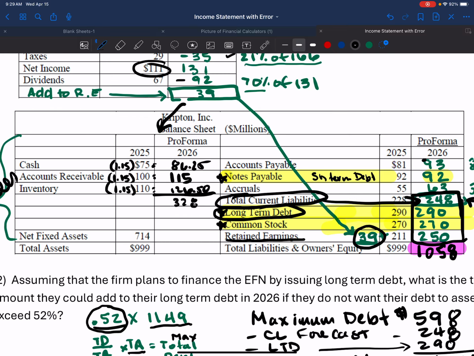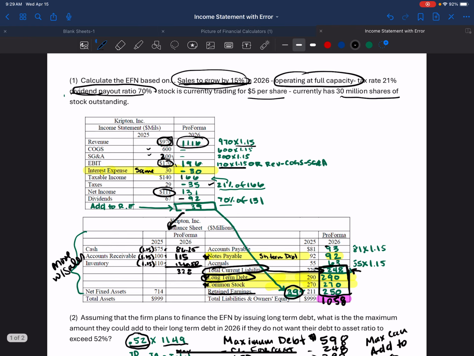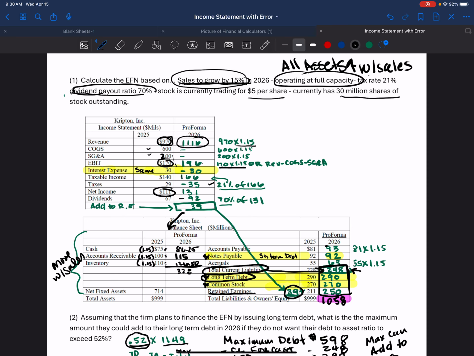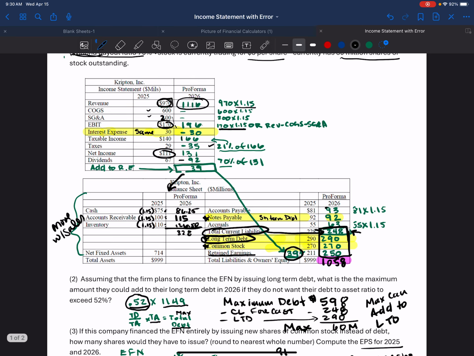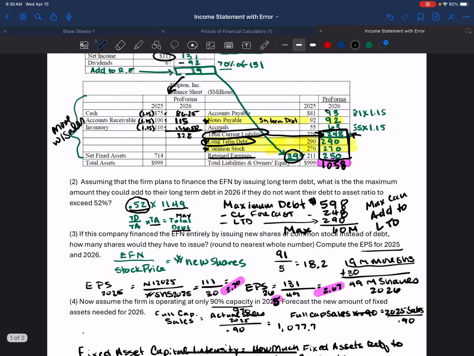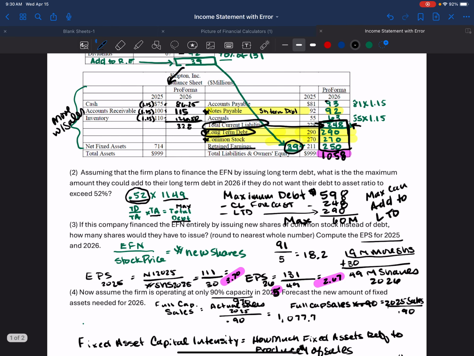So in the problem, it said that your company is operating at full capacity, and so that means all assets are going to move directly with sales. We're going to adjust that assumption in the last problem, but in the first round, we're going to just take each one of these and increase them by 15%.